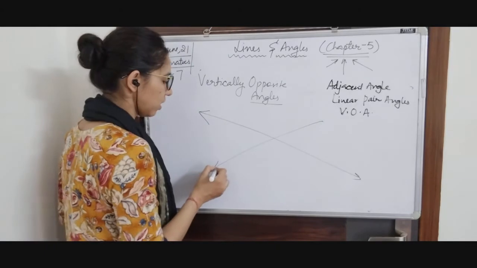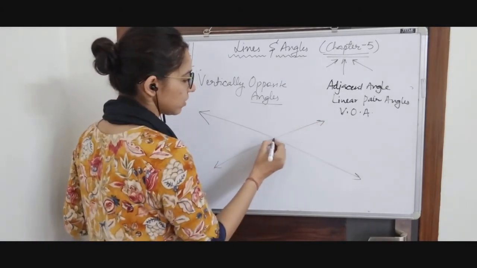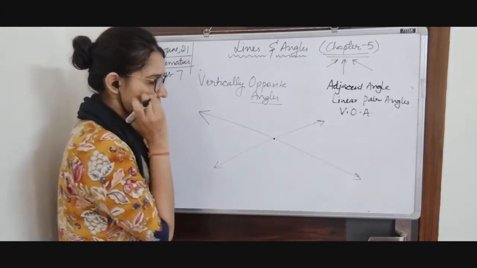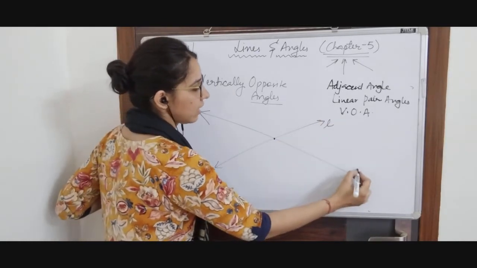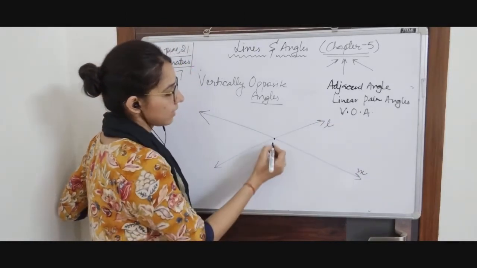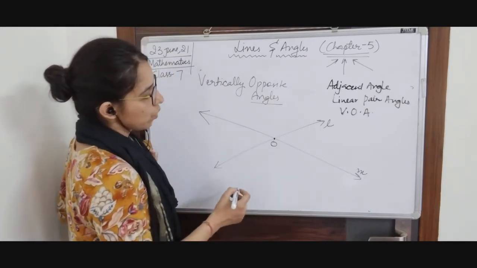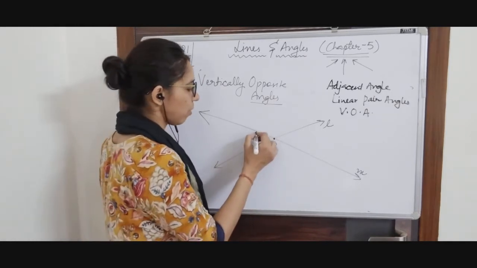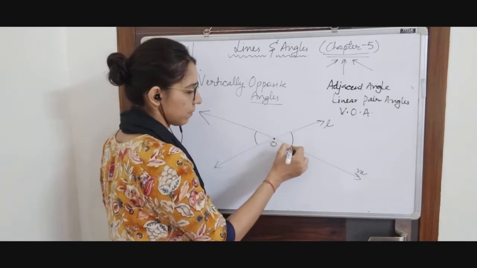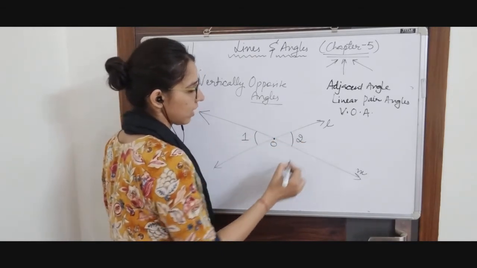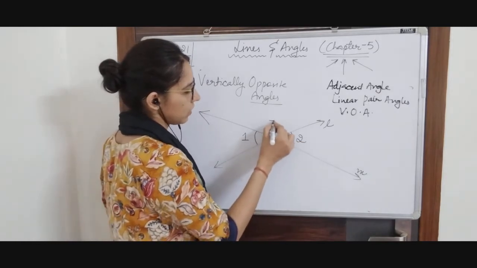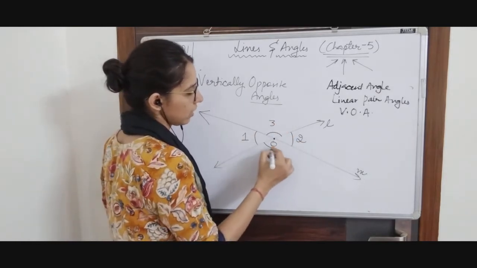And they are intersecting, not cutting, they are intersecting at a point. So this is line L, this is line M, and they are cutting at point O. So the angles so formed, this and this. Okay, this angle 1, I am going to name it 1, and this angle as 2. Angle 3, opposite to it is angle 4.